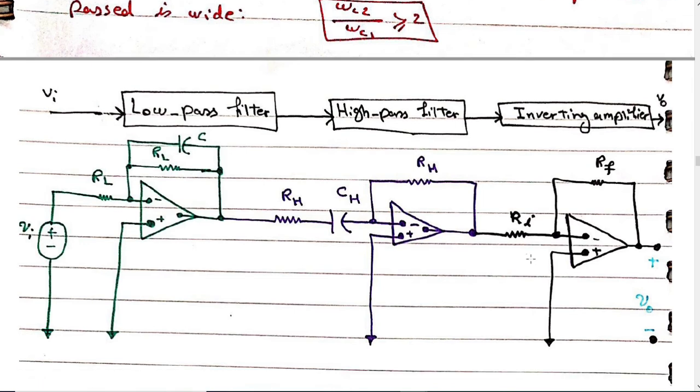So what is the transfer function for this circuit? Vout over Vin. How do you calculate that?